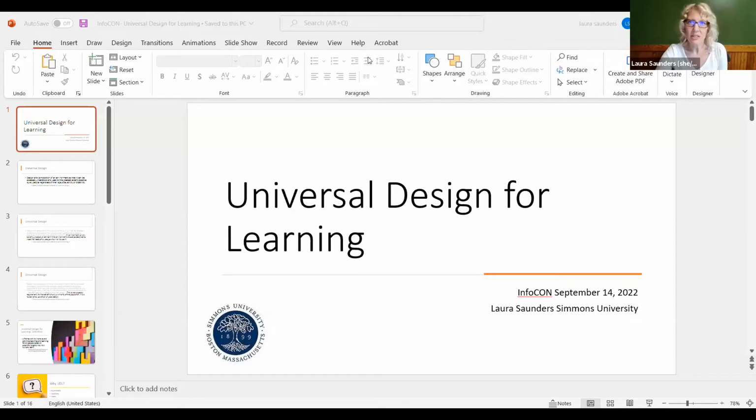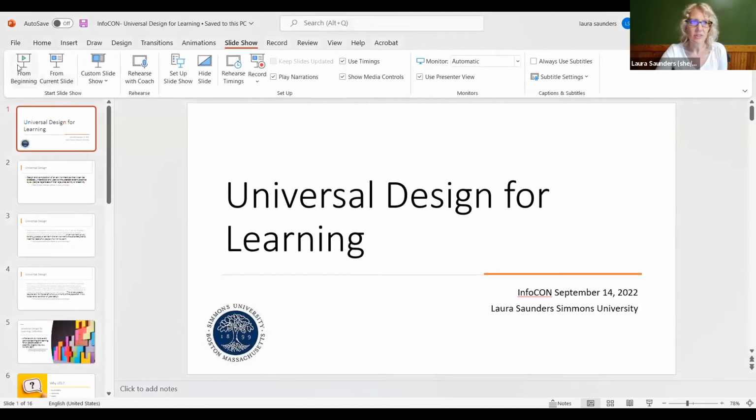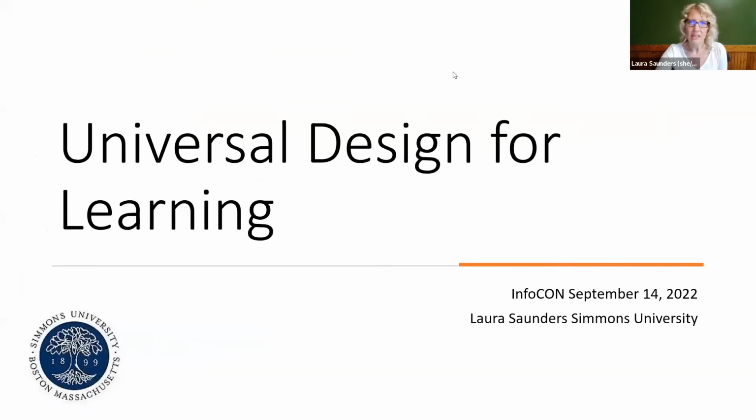So our topic today is universal design for learning. What I'd like to do today is introduce you to this topic and give a little bit of background about what it is, and also how it relates to careers in library and information science. And then Lisa's going to talk about some more specific applications.